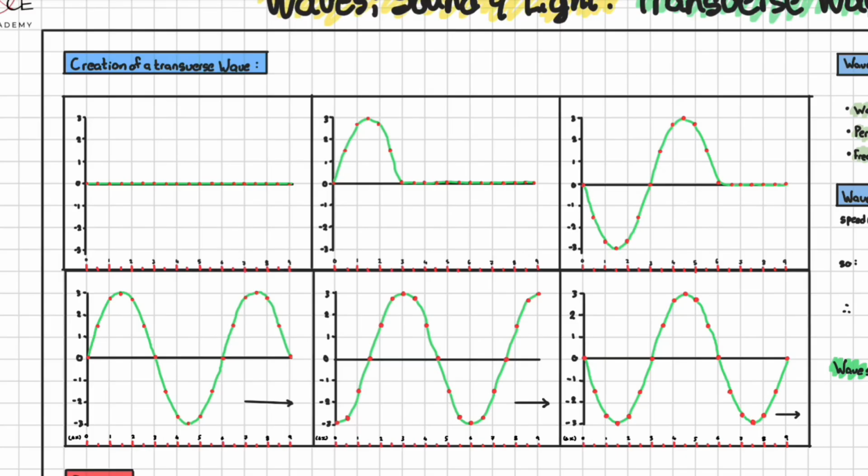So looking at the first block in this diagram that we have sketched out, we can see that we have our medium at rest or at equilibrium. We are now going to introduce some sort of disturbance. And by introducing this disturbance, I'm basically going to pick up the first bead in this medium to a height of 3. This will in turn create a pulse, as you can see in the second diagram.